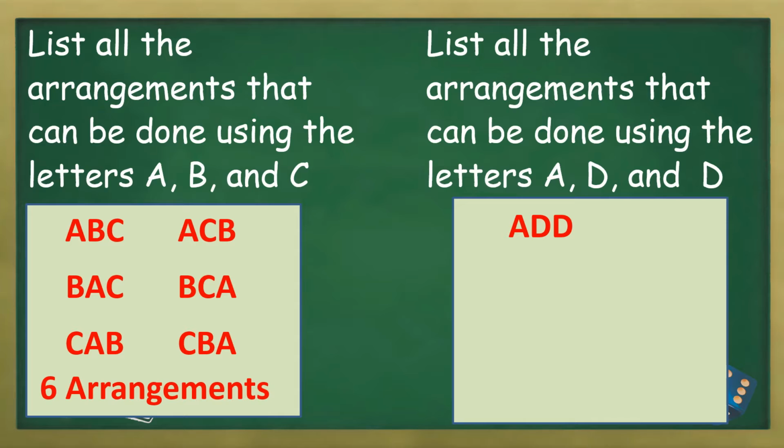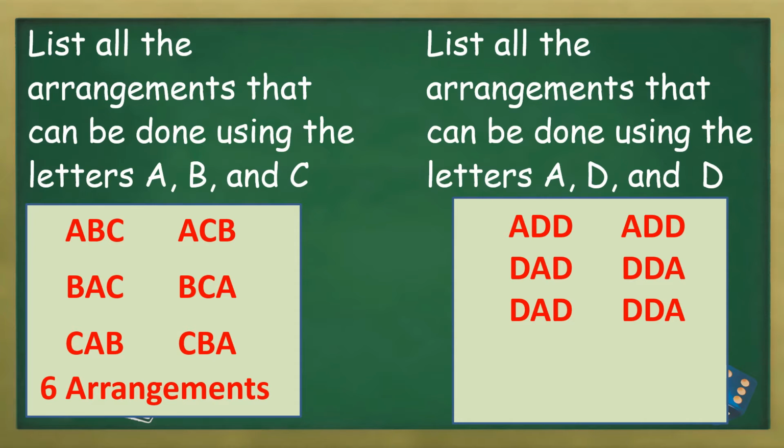Then we just interchange the second and the third letter, and that will give us ADD. Then after this, we will have DAD. Interchanging the second and the third letter will give you DDA. Then we will have another DAD. Then interchanging the second letter and the third letter, we will have DDA. Notice that in our list of arrangements, there are identical arrangements such as ADD, DAD, and DDA.